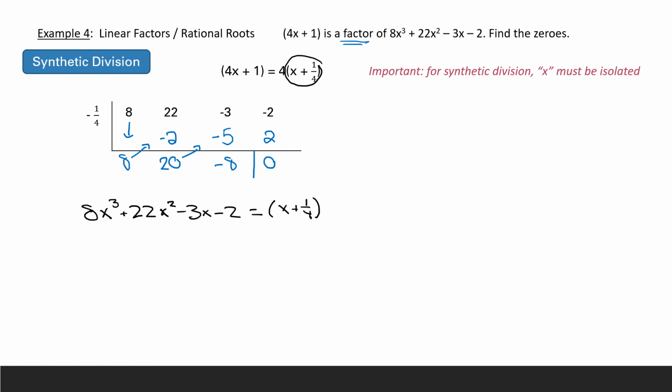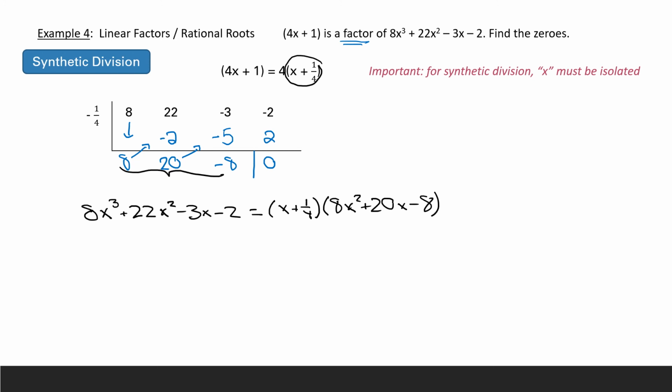And when I did that, I was left with, now I'm going to turn this into a trinomial, 8x squared plus 20x minus 8, and we have no remainder. Now notice here, when we factor, we don't leave our factors with fractions like we have here.